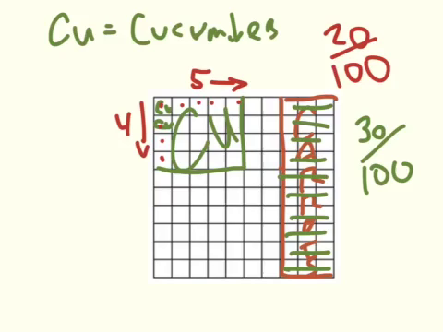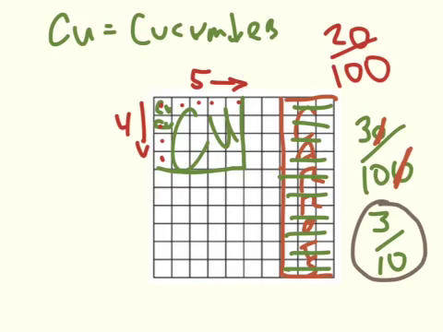Now I could also change that fraction to make an equivalent fraction. Here's a cool strategy. If I cross out the 0 here, I can cross out the 0 up here. I crossed out a 0 on my numerator and denominator, and that leaves me with 3/10. So I could say that 3/10 of my garden is planted with carrots.